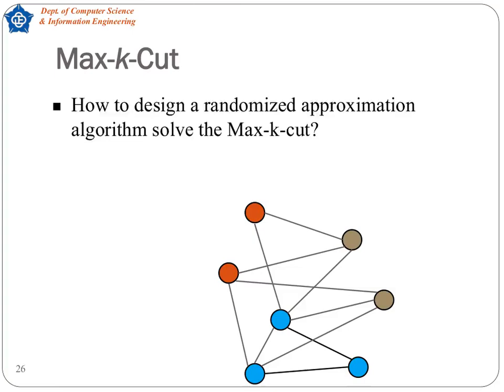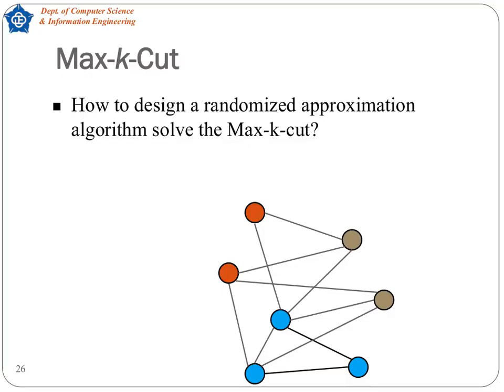Now that we've introduced the concept of max k-cut and seen an example, this slide dives deeper into the max k-cut problem itself. Specifically, it poses a critical question. How do we design a randomized approximation algorithm to solve it? To help illustrate this challenge, take a look at the graph presented on this slide. Here, you'll see several nodes distinguished by 4 different colors: orange, brown, light blue, and dark blue. These colored nodes, as we discussed, represent distinct partitions or sets within the graph, and the lines connecting them are, of course, the edges.